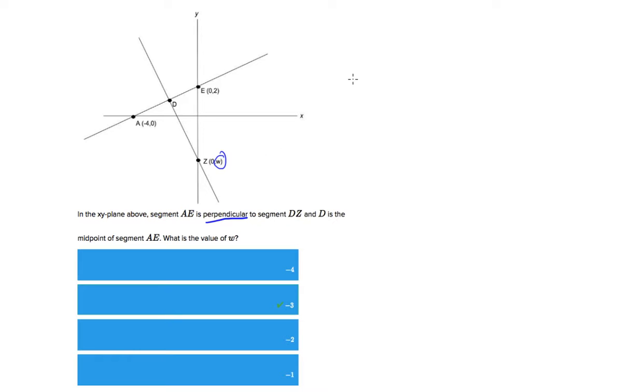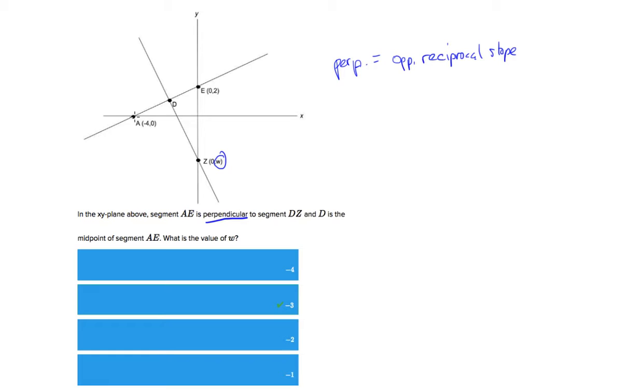So when you see the word perpendicular, perpendicular means you should start thinking about opposite reciprocal slopes, especially when you see this mentioned on the xy plane or two lines intersecting or whatever.